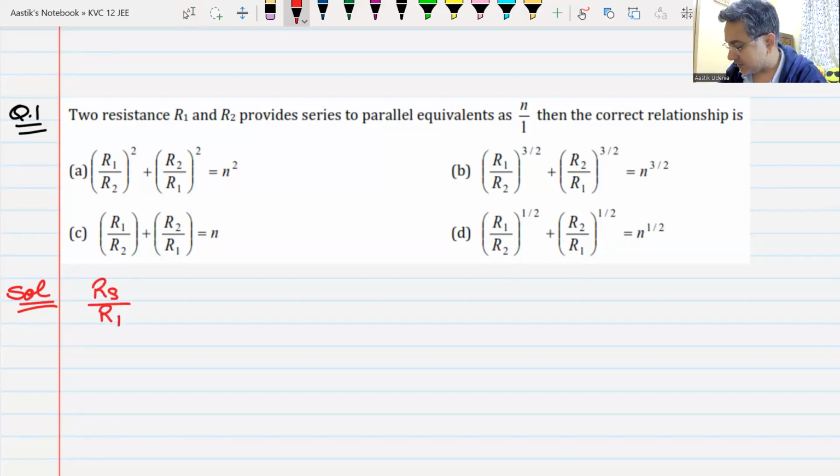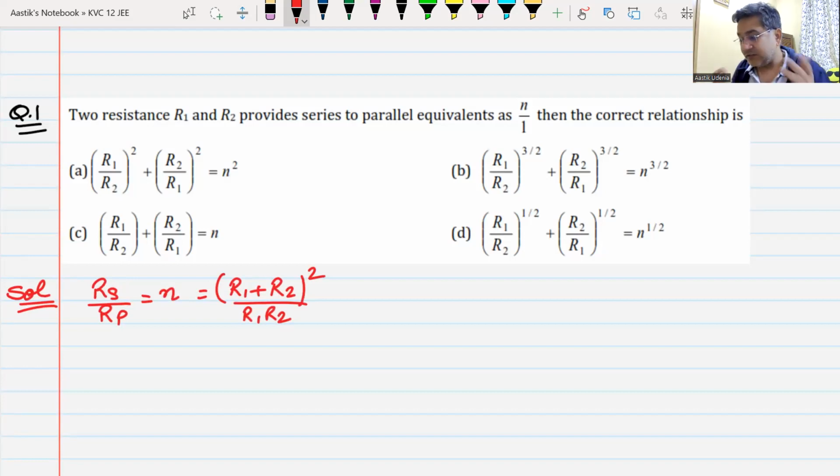Resistance in series divided by resistance in parallel is equal to n. That means R1 plus R2, resistance in series, divided by resistance in parallel, R1R2 upon R1 plus R2. So this squared is equal to n. As soon as you get it, you get your answer. Physics is only up till this point. Physics says bye bye. Physics is gone. What remains is simple maths.